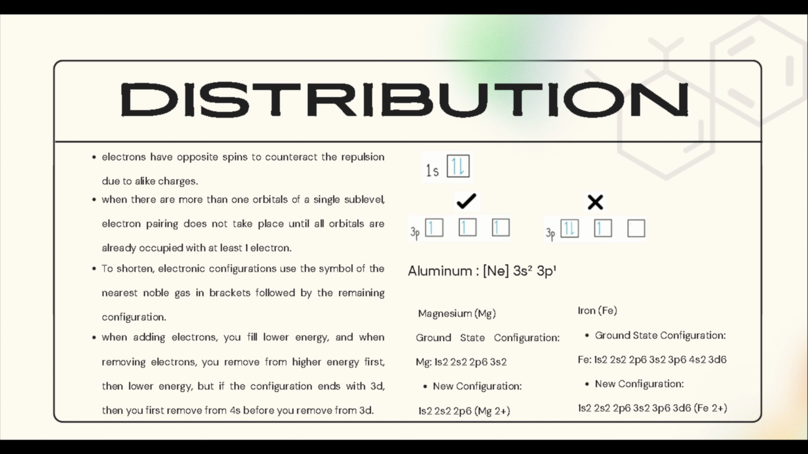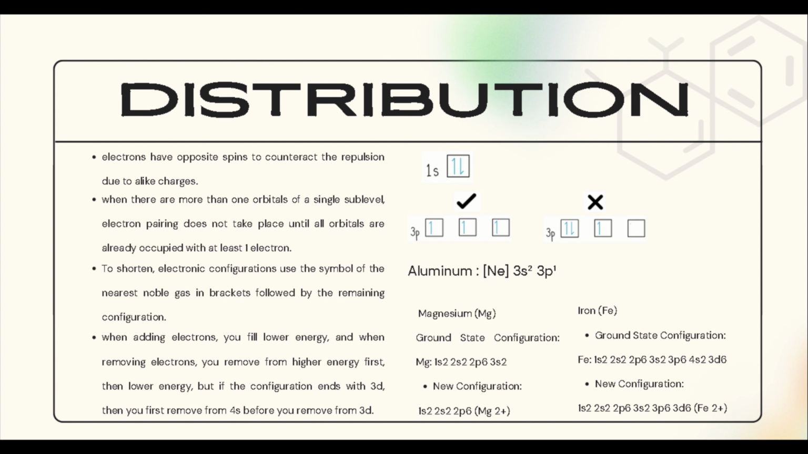Now we're left with 3 electrons, so we'll write 3s2 and 3p1. When adding electrons, you fill lower energy subshells first and then you move on to higher energy. And when removing electrons, you remove from higher energy first and then lower energy. But if the configuration ends with 3d subshell, then you first remove from the 4s subshell before you remove from 3d. That is because a fully filled 4s subshell is higher in energy than 3d.